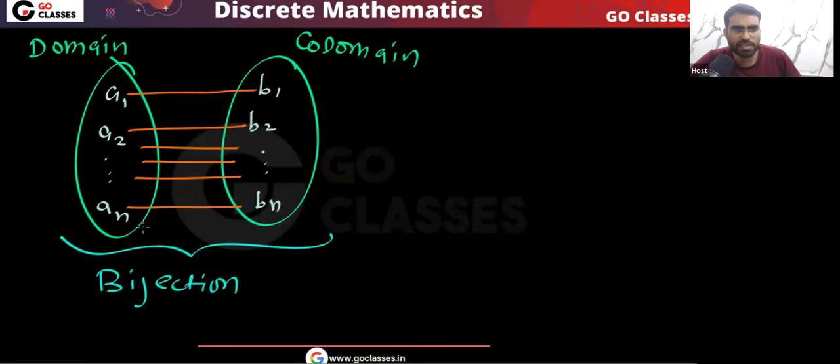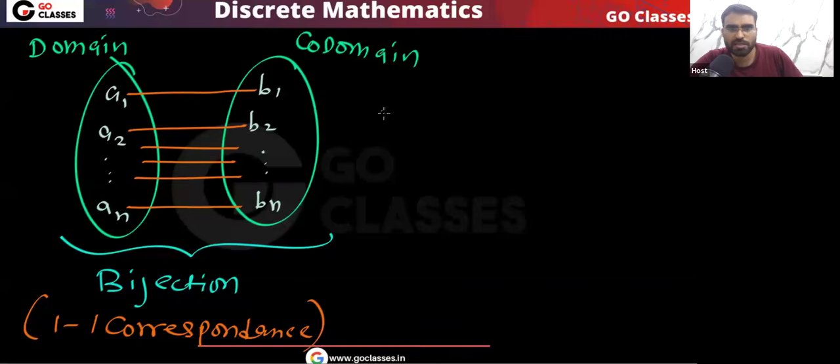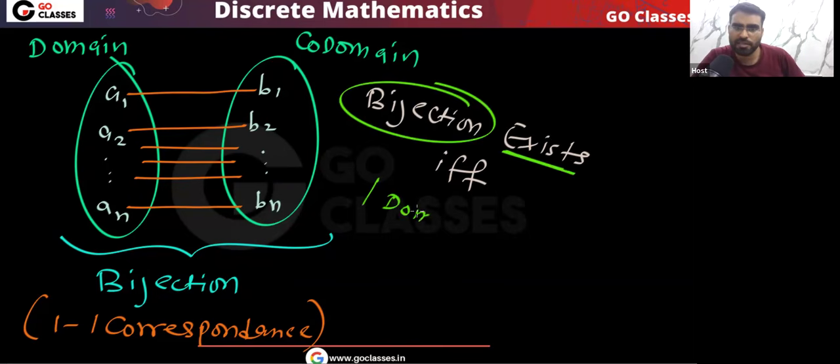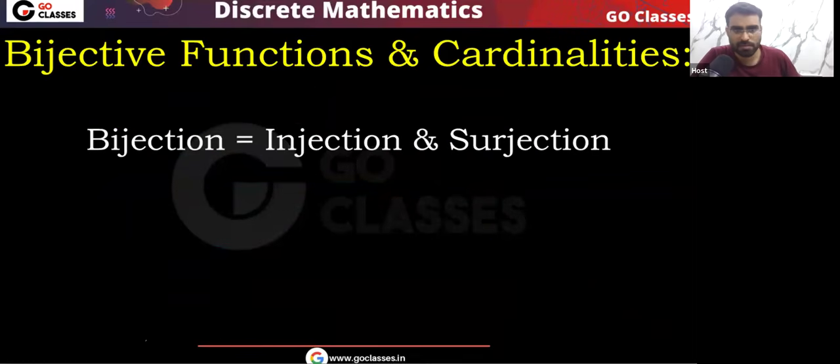Okay. So very simple point, or I can say one-to-one correspondence. Okay. So remember, yes, bijection exists. In this type of situation, I can say bijection exists. So remember, bijection exists if and only if. When will the bijection exist? Bijection exists if and only if domain cardinality is equal to codomain cardinality. Yes or no? When domain cardinality is equal to codomain cardinality. Very simple. Okay. So remember, bijection means injection and surjection.